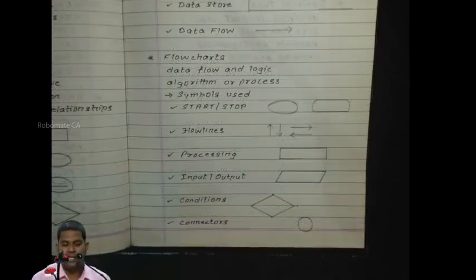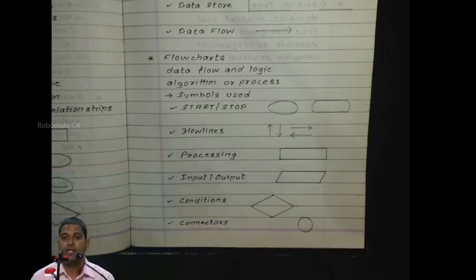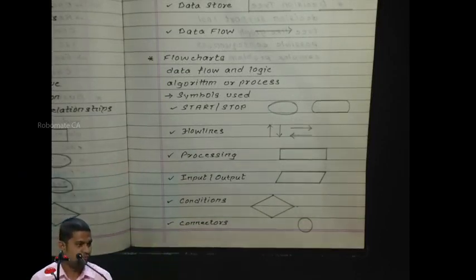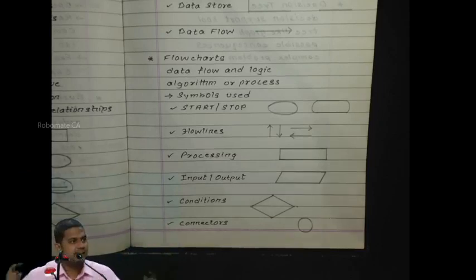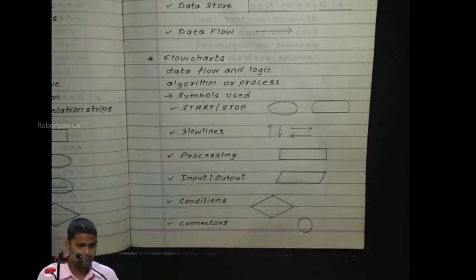Now we are talking about a flow chart. I said a flow chart is a diagrammatic representation of data flow and logic. How the data flows, that has to be shown. And how a process works, that is nothing but the logic. Both these things will be shown inside a flow chart. This flow chart gives you the algorithm.